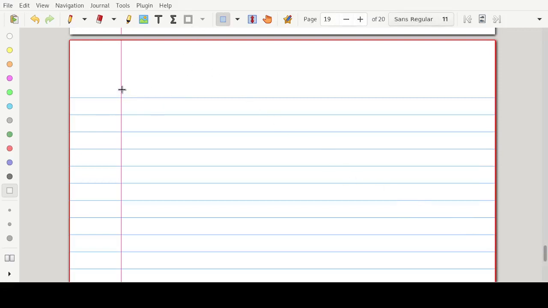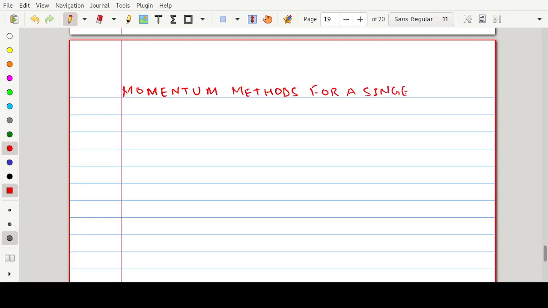Okay, so in this video we are going to talk about momentum methods for a single particle. So we will be talking about both linear as well as angular momentum.